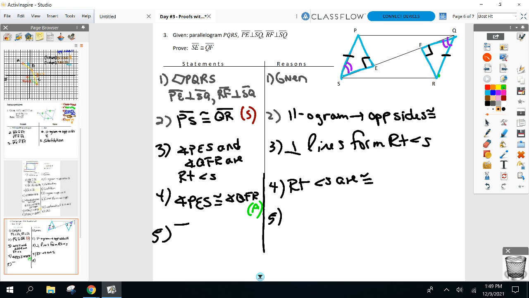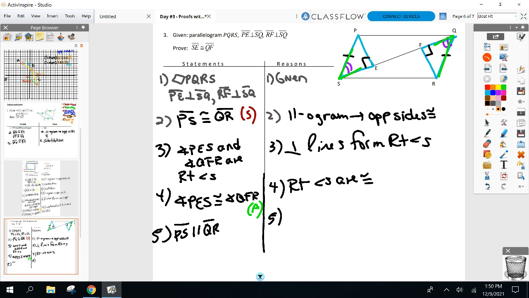Ready, Claire? Here's that alternate interior angle. Here's that one. Are they on PQ and SR? Do those two angles, are they on PQ and SR? Everyone seeing that? They're not on PQ and SR, right, Claire? So I don't need those two. I need PS parallel to QR.